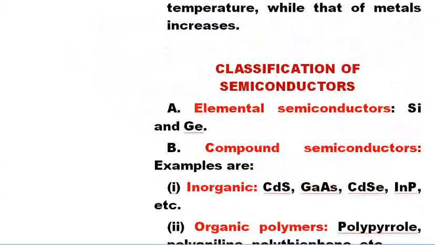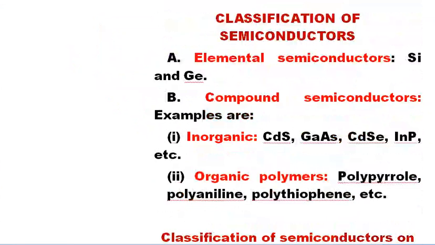Then I want to classify the semiconductors on their nature, on their occurrence. First one is elemental semiconductors. Those semiconductors which are in the form of an element, or they are pure. There is no compound or mixture. Examples: silicon and germanium. These are elemental semiconductors.